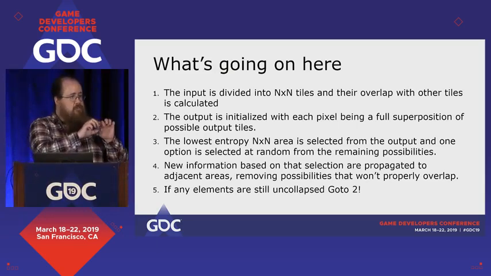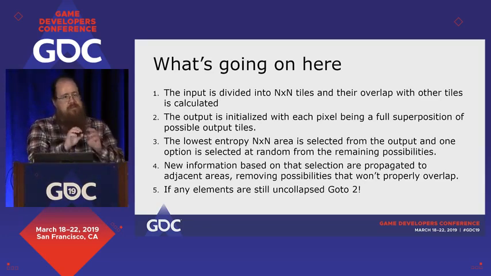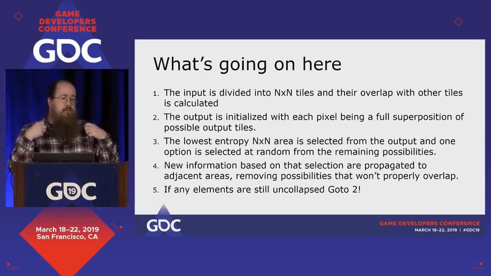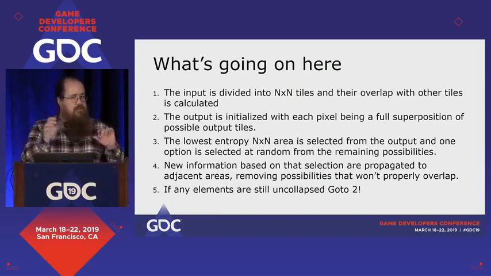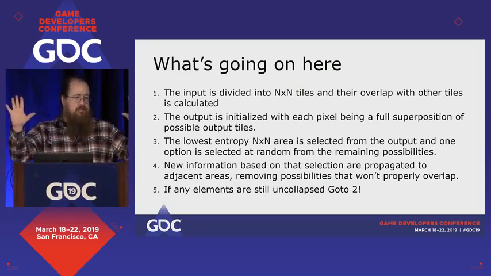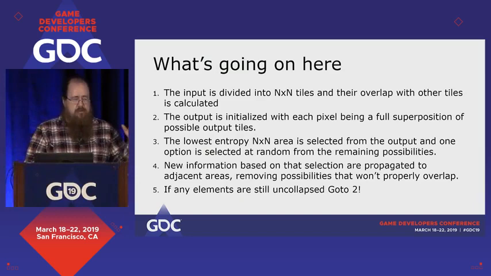And then it's got some new information: I know that this tile exists. These adjacencies are removed from the list. And then it continues until every output has only a single selection. And that's pretty much it. So if you didn't catch that, we'll walk through that in a little more detail here.